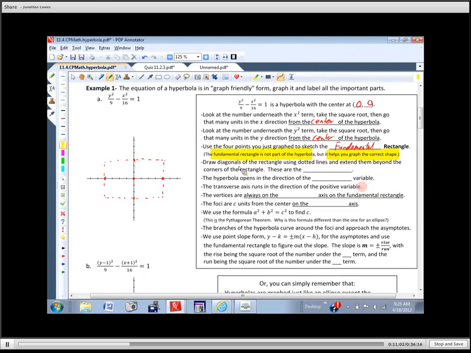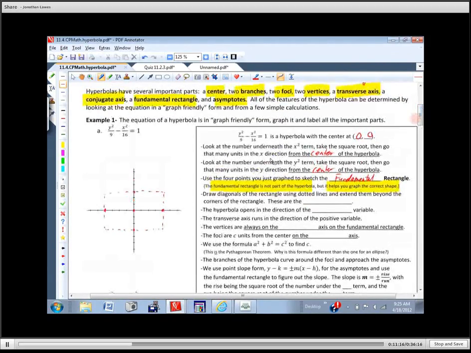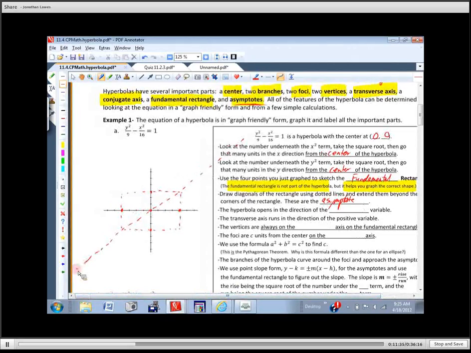Draw the diagonals of the rectangle using dotted lines and extend them beyond the corners of the rectangle. These are the, you want to take a guess? Branches? Nope. What were all those words here? Asymptotes. Okay, those are the asymptotes. So we're going to do this. Now I like to eyeball this, and I go out here and say, okay, I'm going to start my dotted line here. And notice that it goes right through the center. And then eyeball it here, start out there, and we're just going to go like this.